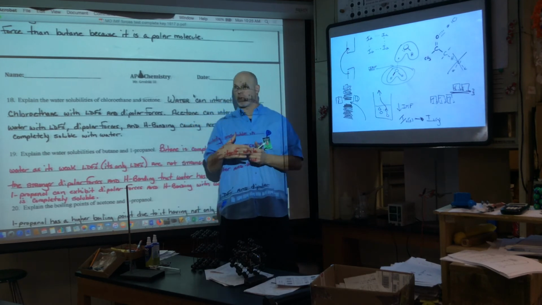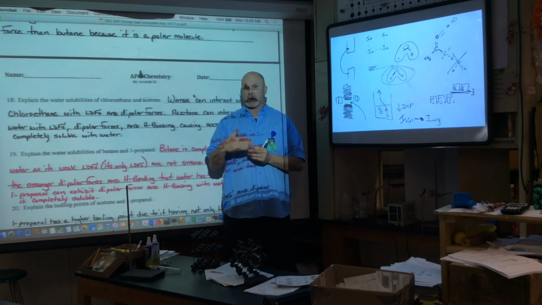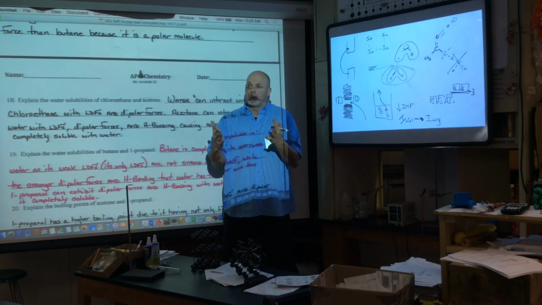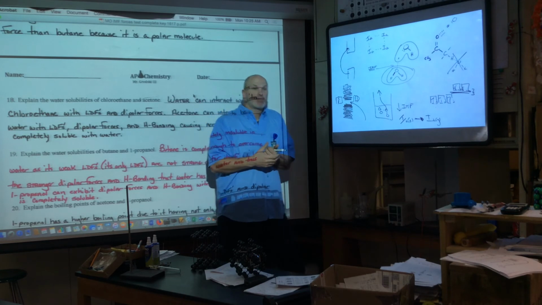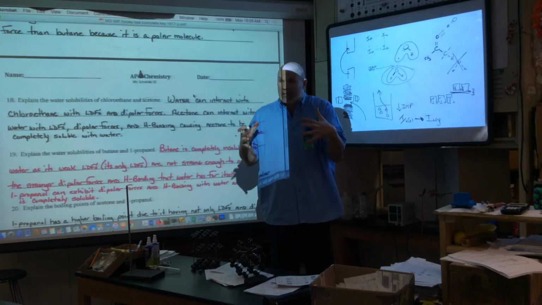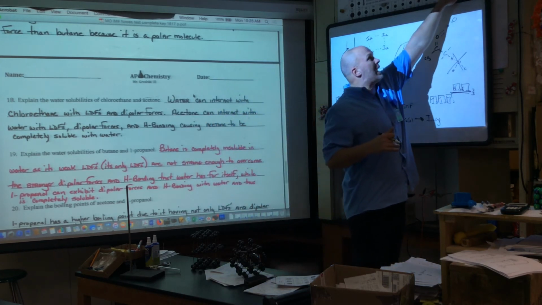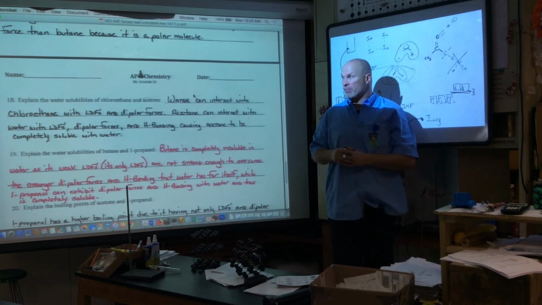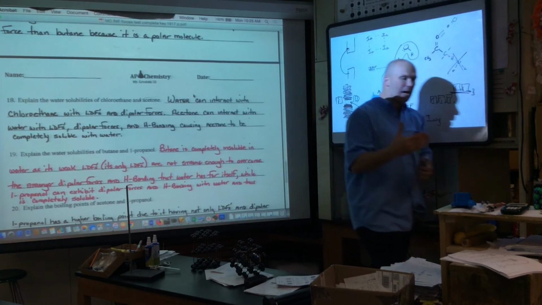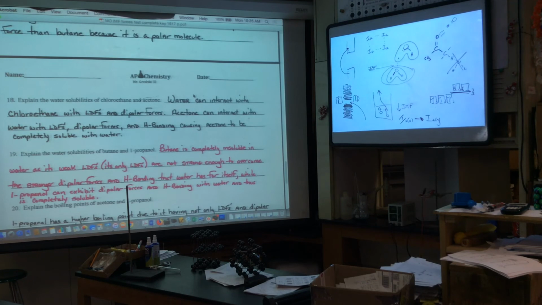There's probably some attractive forces in an emulsion layer. It has dipolar forces, but it doesn't have the H bonding ability because the chlorine isn't electronegative enough. And by the way, N equals 3. It's too big for those reasons. Okay, but again, you needed to explain that all the way through.